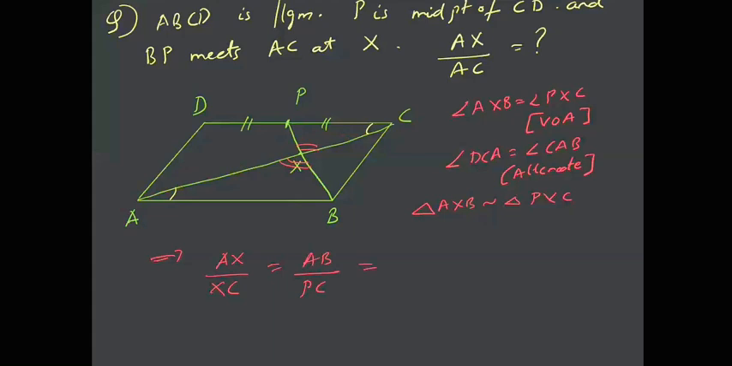And we know that AB is equal to CD, and CD is twice of PC. So this is 2. Fine. So AX over XC is 2, right?